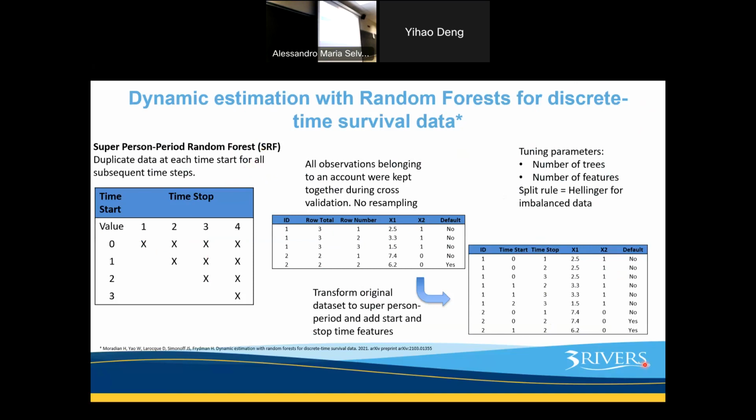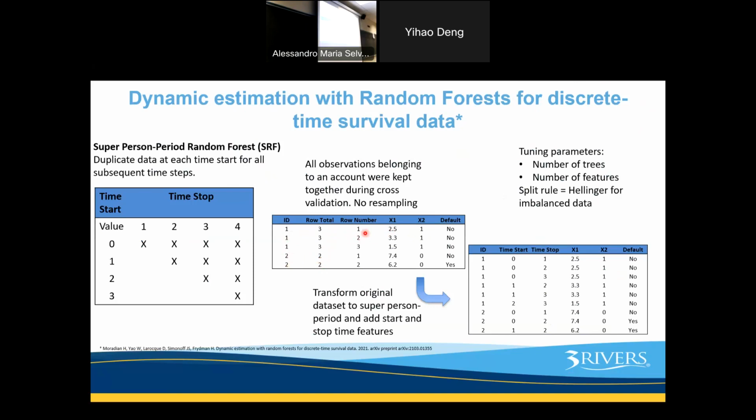So you duplicate each time step for each subsequent time step. In the middle here is an example of our data set. Three observations for ID1, 2 observations for ID2. And this is one time step apart.